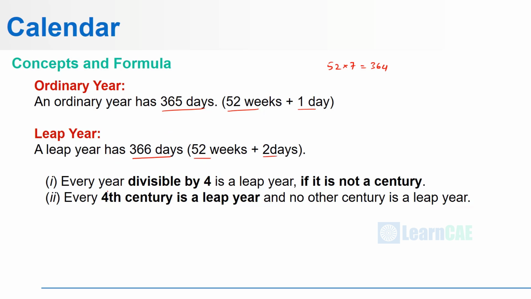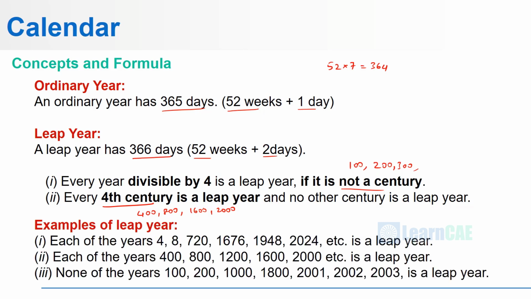Let us check the conditions for leap year. Every year divisible by 4 is a leap year if it is not a century, that is 100 is not a leap year. Similarly 200 or 300 is not a leap year, but 400 is a leap year, that is every 4th century is a leap year and no other century is a leap year, that is 400, 800, 1600, 2000. These are all leap years, but not a century.